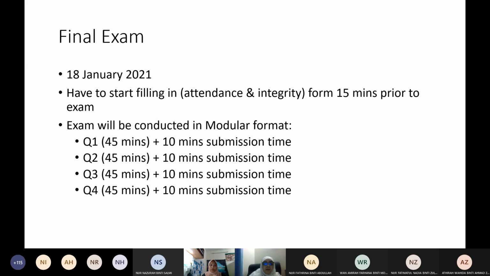You know that unfortunately we have to carry out modular exams. There are four questions. Question one is set by me. Questions 2, 3, and 4 are set by Dr. Hafiz. So the coverage will be based on what Dr. Hafiz has covered.